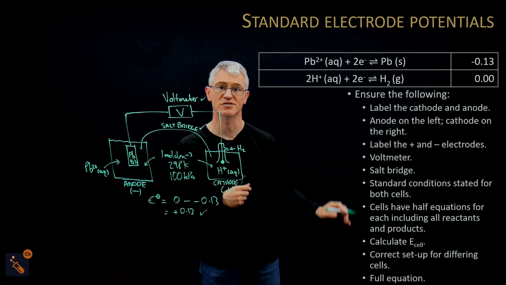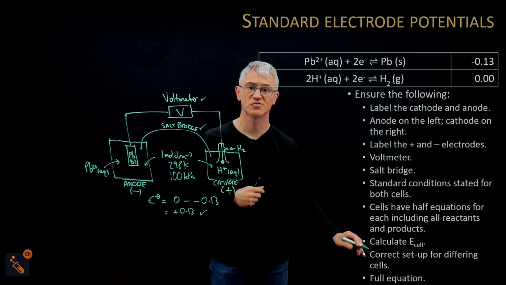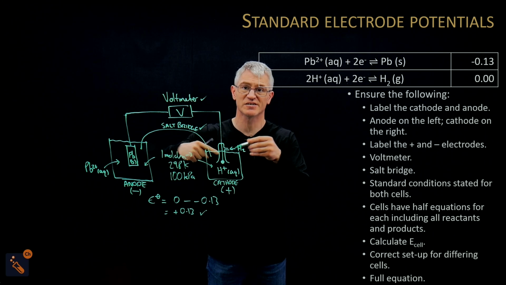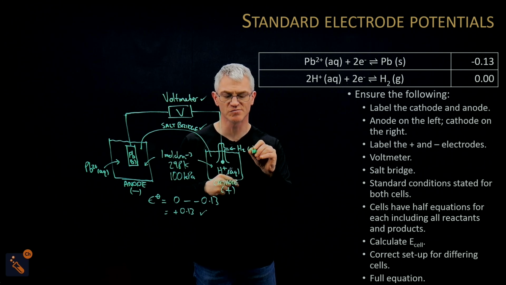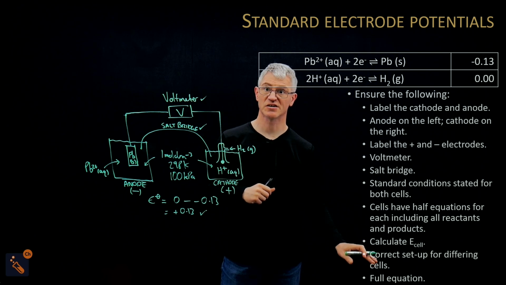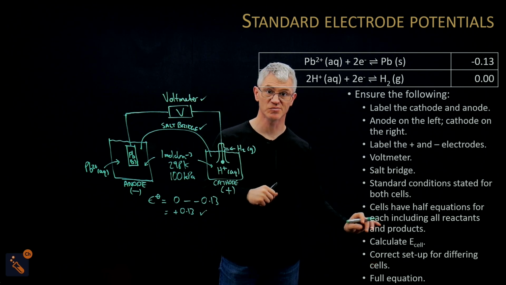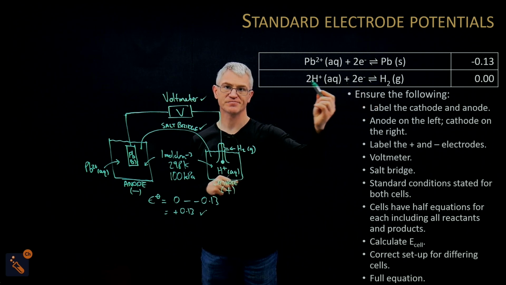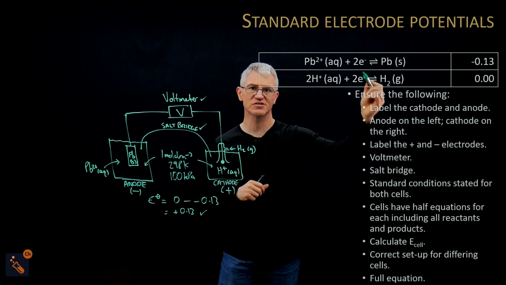So that's all good. Notice how many marks you can get from doing this. Well worth actually practicing. Correct setup for differing cells. Okay, so I've done my correct setup because I've got my gas here. Oh, let me just put my state symbol there. It's a good thing I checked my list because I missed my state symbol. Right, very nice thing about this is that the electrons are the same.